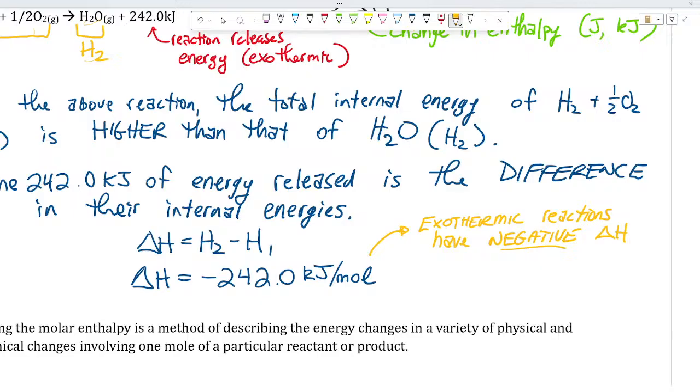Does that feel okay? Does that make sense? It's a key concept. Exothermic reactions have negative delta H's. We're going to mention this like 5 times so we don't forget it. And endothermic reactions, reactions that absorb energy, have positive delta H's.